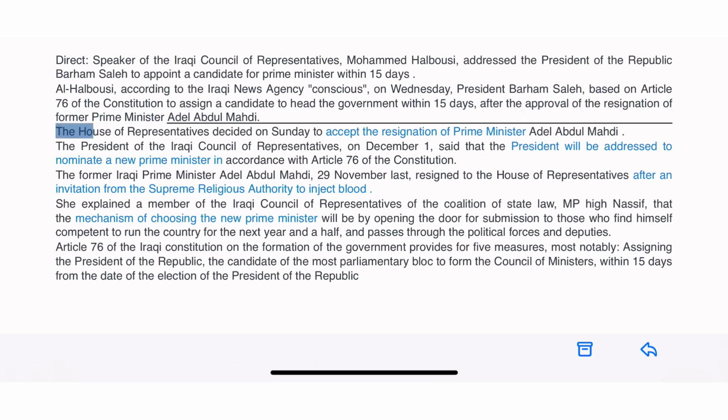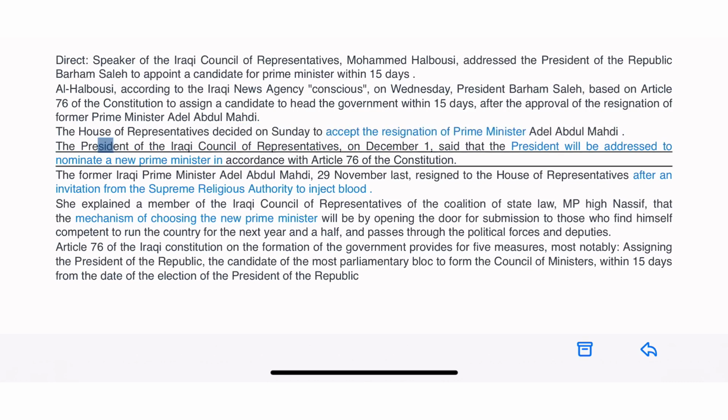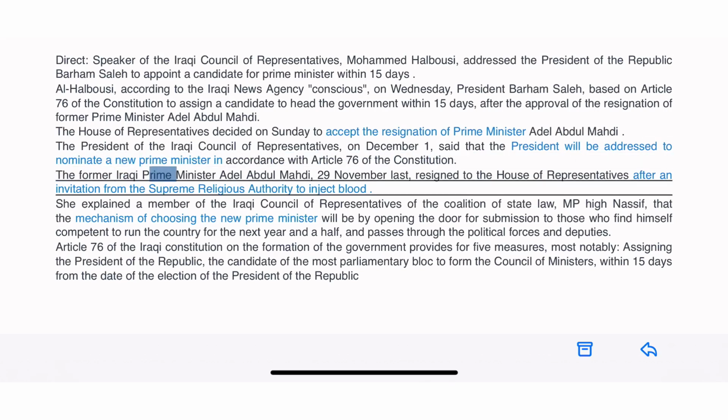after the approval of the resignation of former Prime Minister Adel Abdul Mahdi. The House of Representatives decided on Sunday to accept the resignation of Prime Minister Adel Abdul Mahdi. The President of the Iraqi Council of Representatives said on December 1 that the President will be addressed to nominate a new Prime Minister in accordance with Article 76 of the Constitution. The former Iraqi Prime Minister Adel Abdul Mahdi resigned to the House of Representatives on November 29 after an invitation from the Supreme Religious Authority.